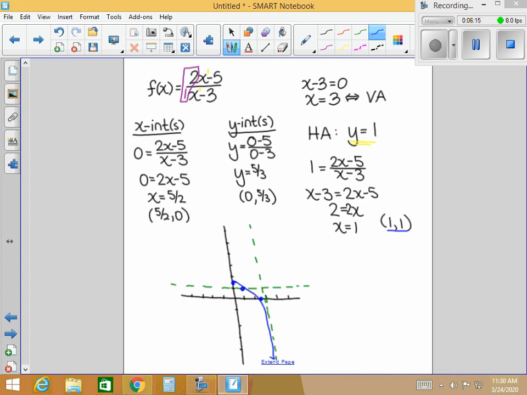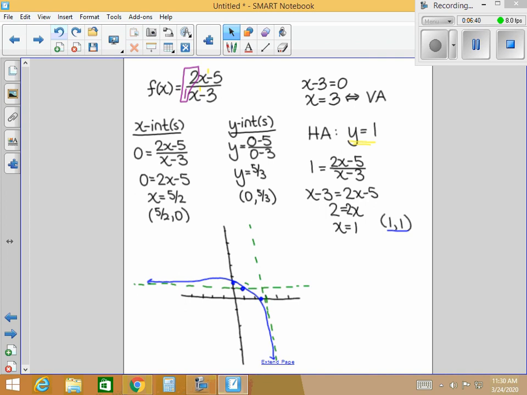As I go to the left, because that green line is like a magnet, although I can touch it, it is possible, the only place I do touch it is right there. So I know I'm not ever going to dip back below it as I go to the left, but it is going to suck the blue graph toward it and get closer and closer as I go to the left.